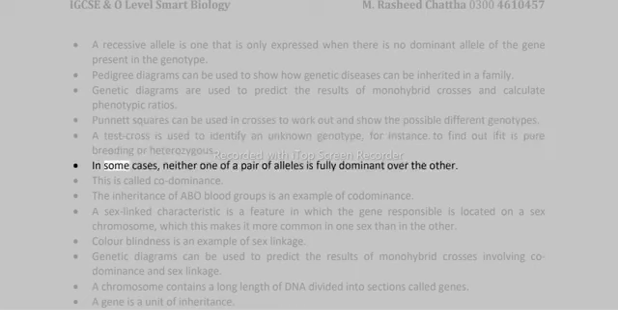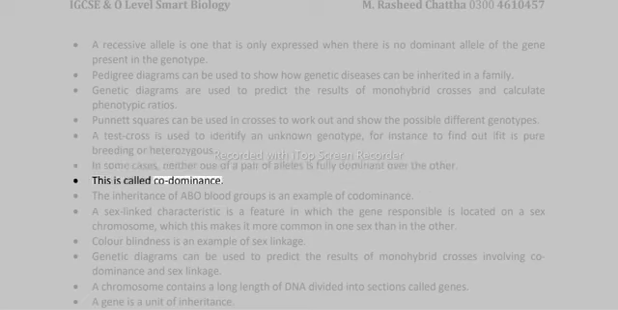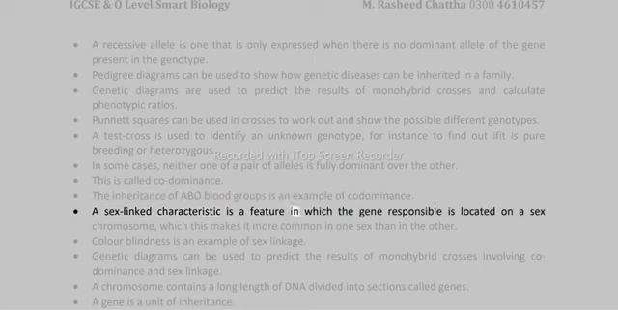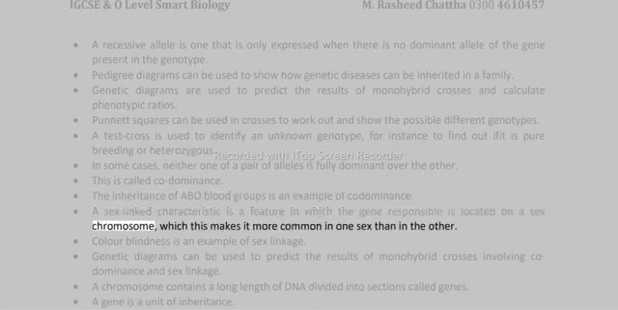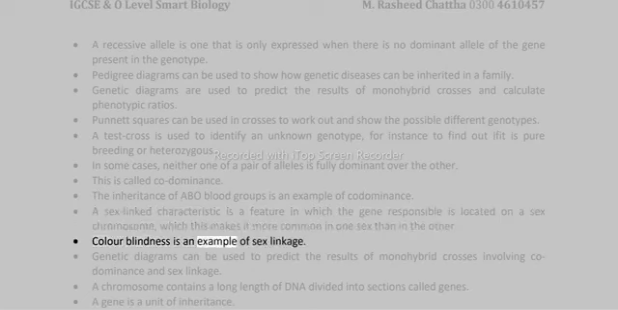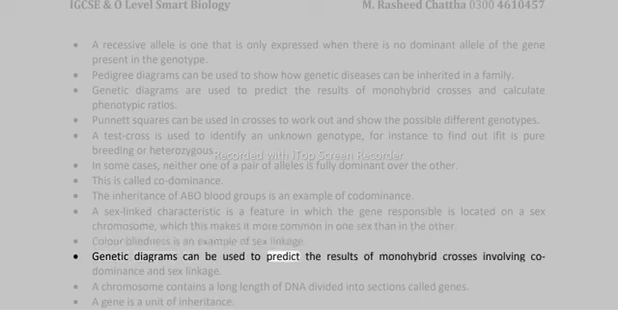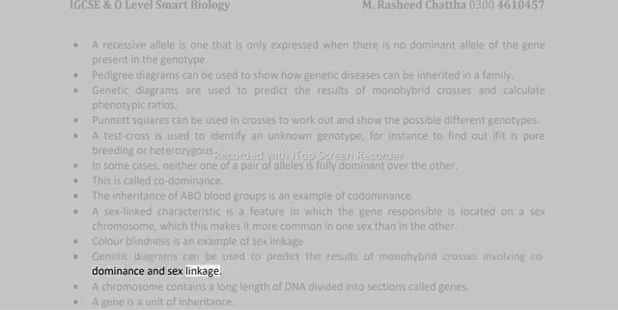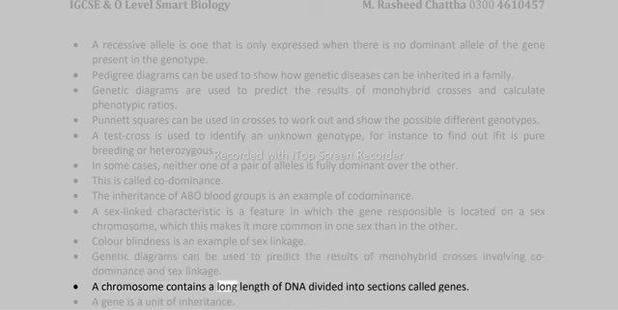In some cases, neither one of a pair of alleles is fully dominant over the other. This is called codominance. The inheritance of ABO blood groups is an example of codominance. A sex-linked characteristic is a feature in which the gene responsible is located on a sex chromosome, which makes it more common in one sex than in the other. Color blindness is an example of sex linkage. Genetic diagrams can be used to predict the results of monohybrid crosses involving codominance and sex linkage. A chromosome contains a long length of DNA divided into sections called genes.